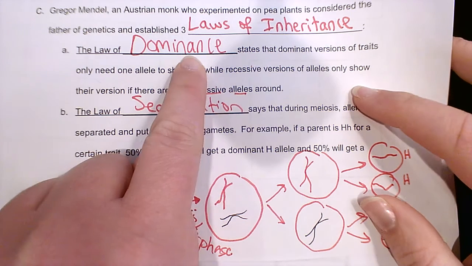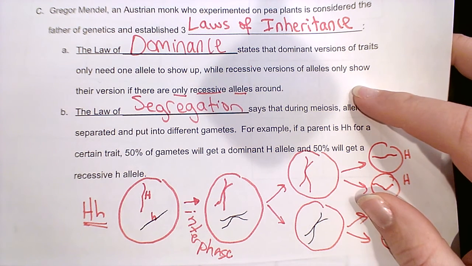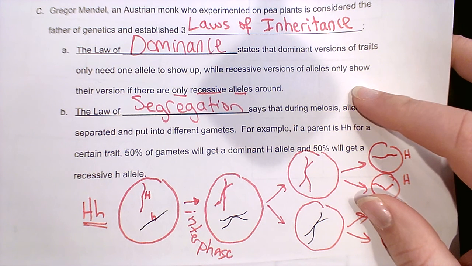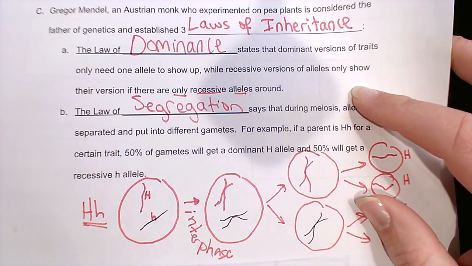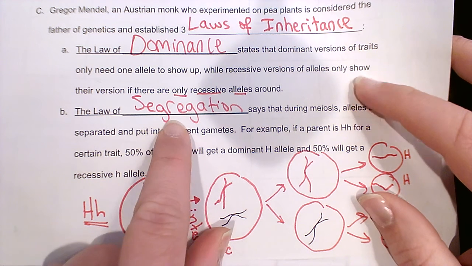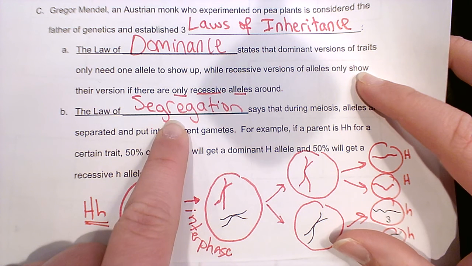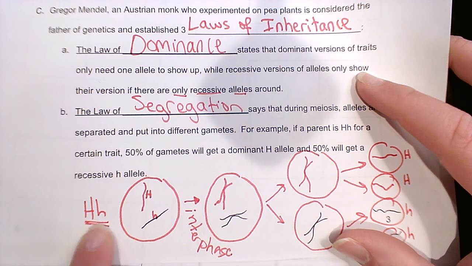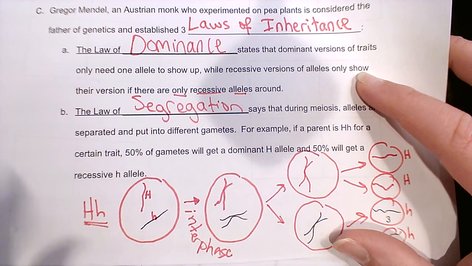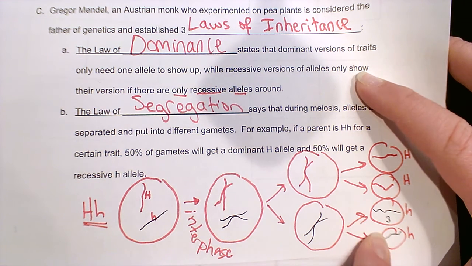We had the law of dominance that said some alleles are dominant over others. If they're not dominant, we call them recessive, and they only show their version of the trait if there are no dominant alleles around. Law of segregation: during meiosis in organisms, two alleles for a certain gene are separated and only one goes in each gamete.